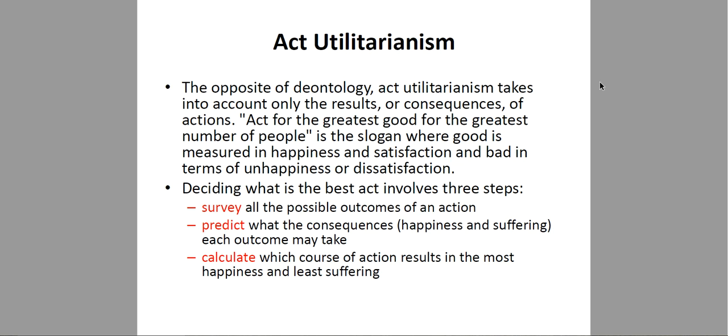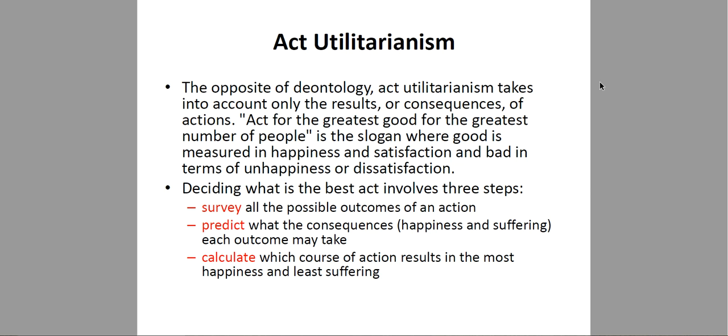So in part two, we're going to look at act utilitarianism and rule utilitarianism. Act utilitarianism is not just looking at rules, but it's looking at results or consequences of action. So the idea, as they put it in your textbook, is that you act for the greatest good for the greatest number of people. What is the best decision you can make to make the most people happy?